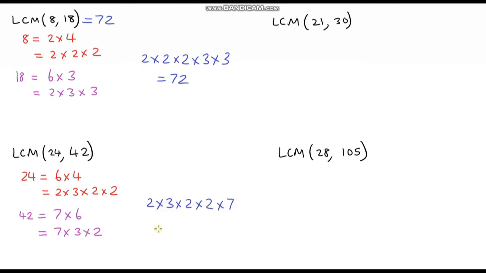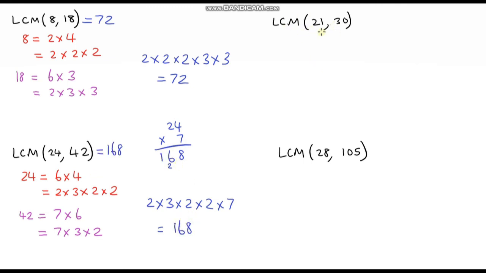So this one's going to be a bit harder to do in my head, but let's give it a go. So 2 times 3 is 6, 6 times 2 is 12, 12 times 2 is 24, and 24 times 7, let's just do that here, 24 times 7, so 4 times 7 is 28, 2 times 7 is 14, plus the 2 is 16, so it's 168.